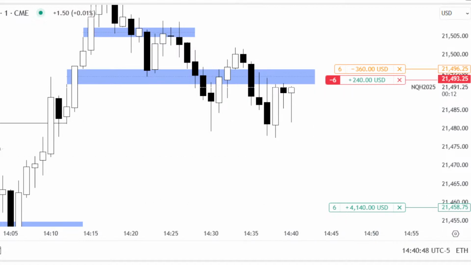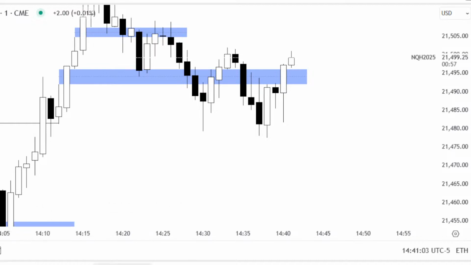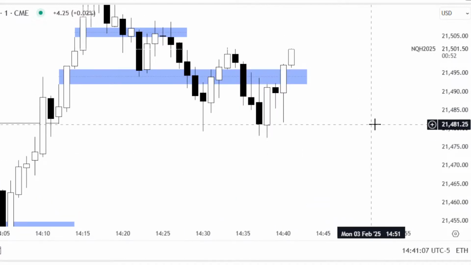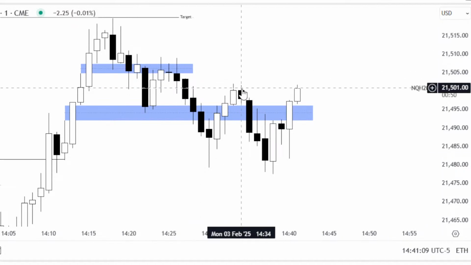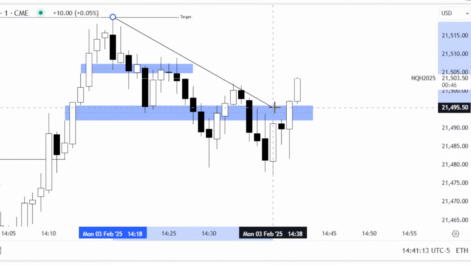Amazing how price is struggling now. Right, we're out of that trade. Still up for the session. Now it looks like it wants to clear these liquidities, which is these trend lines.